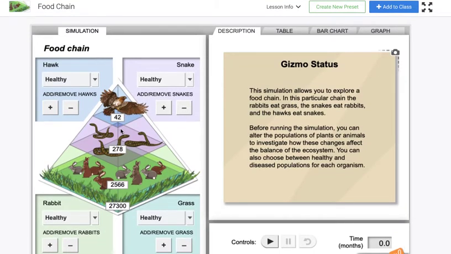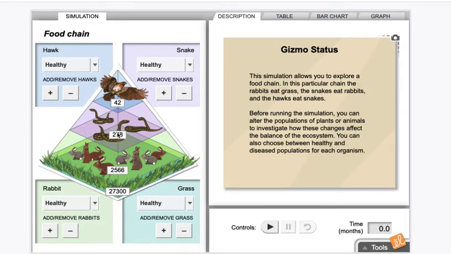So the hawks are back up to 42. I just refreshed my page, and the snakes are at 278. And wow, there's a lot of rabbits, 2,566 rabbits. And then we also have some plants. Plant life is important because we know rabbits are herbivores and they're going to eat the plants. So 27,300 plants are included in this food chain. So you can see, the hawks eat the snakes, the snakes eat the rabbits, the rabbits eat the plants. That's how this food chain pyramid works, if you haven't seen this kind of diagram.